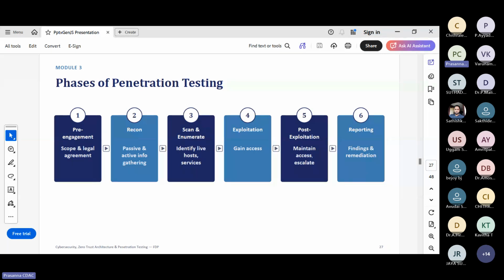Then the reporting phase: whatever things he has found in the system, or the way in which he has entered the system, everything is called a finding and remediation.